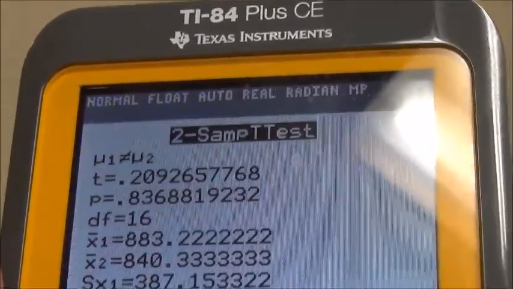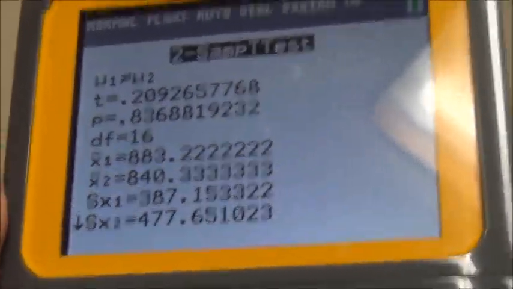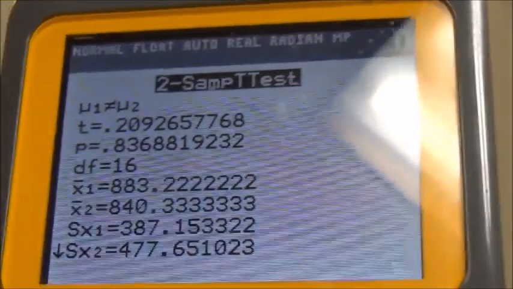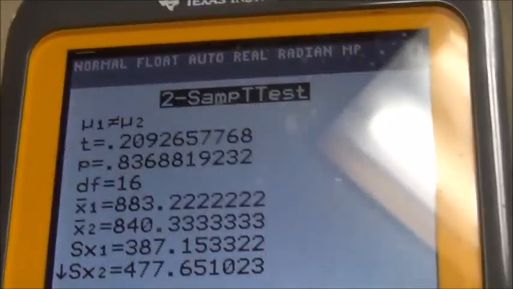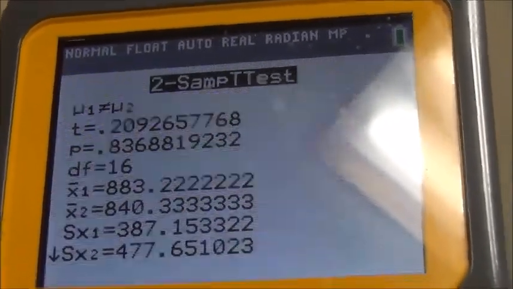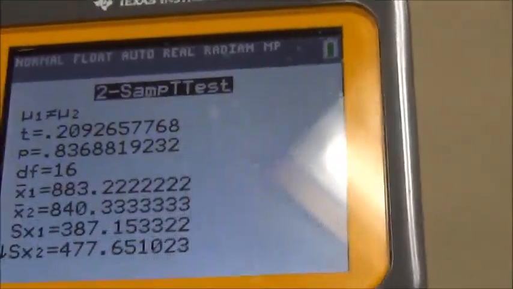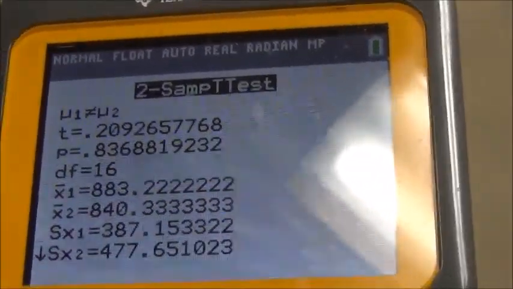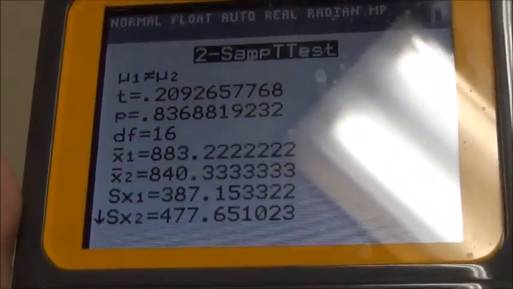0.8369, at least if we're going to 4 decimal places. The degree of freedom is 16. To find the degree of freedom on your t-test, you take the number from list 1, the number from list 2, add those together, and then subtract 2. So in this case, we had 9 in list 1, 9 in list 2, which is 18, and then you subtract 2 and you get 16 for your degree of freedom, which they already have there for you.